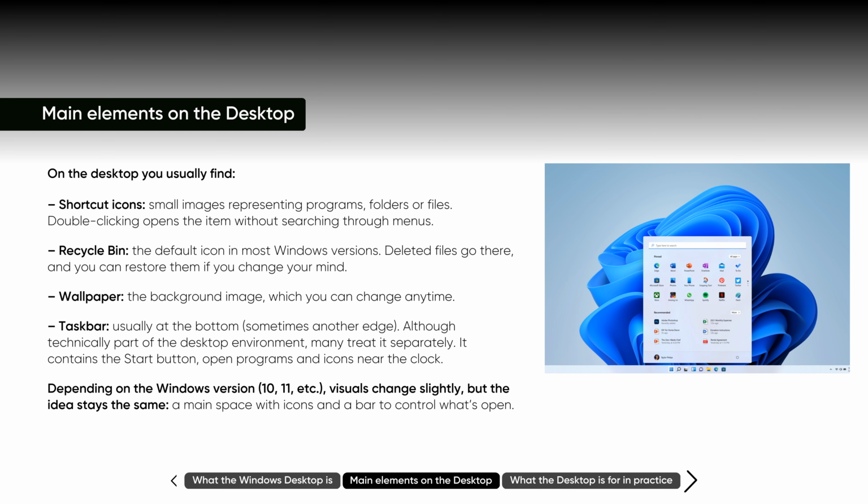Taskbar, usually at the bottom, sometimes another edge. Although technically part of the desktop environment, many treat it separately. It contains the Start button, open programs, and icons near the clock. Depending on the Windows version, 10, 11, etc., visuals change slightly, but the idea stays the same: a main space with icons and a bar to control what's open.